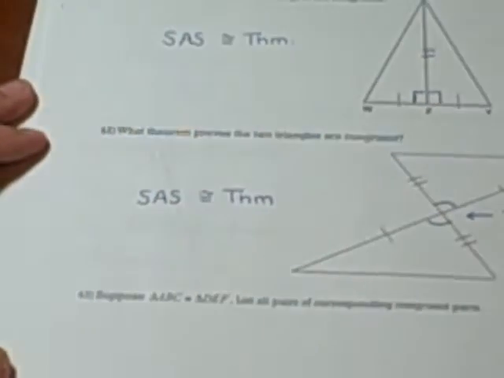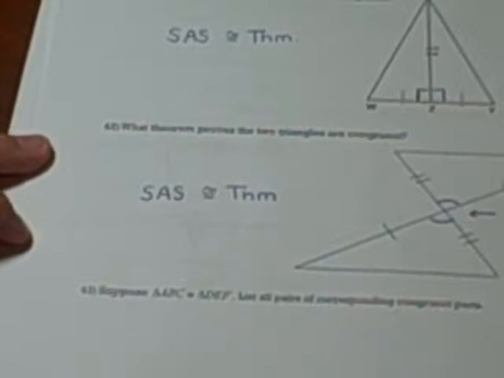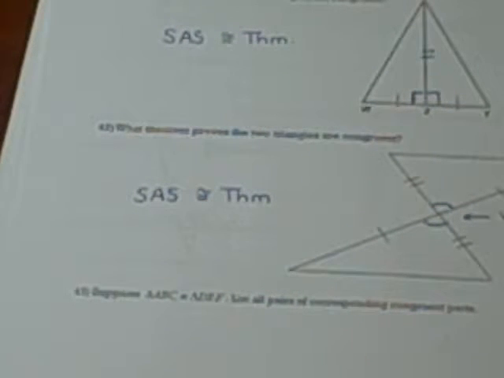Just so you know, obviously the answer won't always be SAS. You also have the SSS, which is the side-side-side theorem. You have ASA, which is angle-side-angle. You have AAS, which is angle-angle-side. And you do have the HL theorem that works only with right triangles.